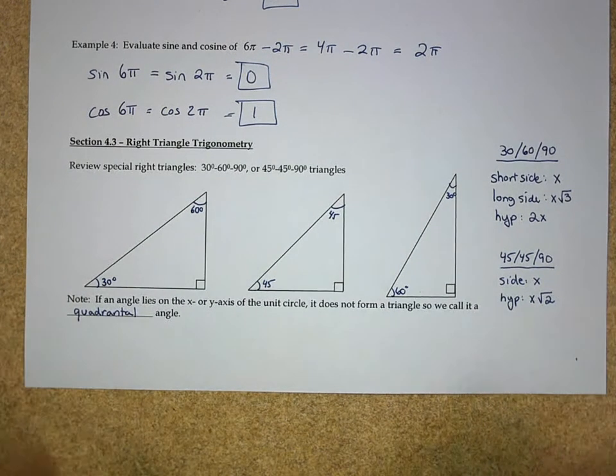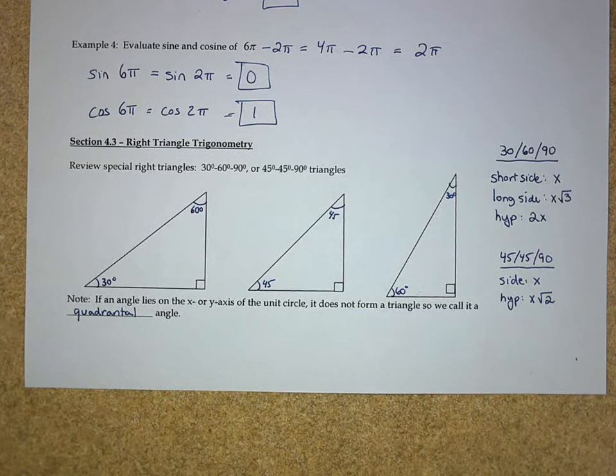The second triangle was the 45-45-90, and the 45-45-90 triangle has 2 sides that are equal, which we designate as x, and the hypotenuse is the side times the square root of 2. And once again, if I give you the hypotenuse to find the sides, I can divide by square root of 2.